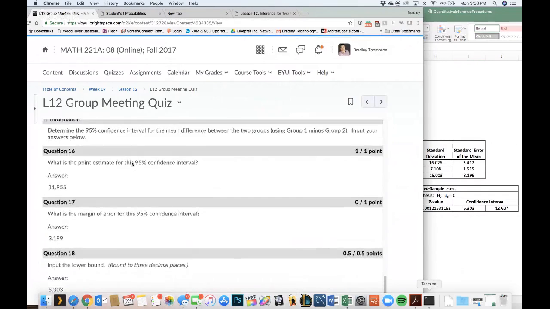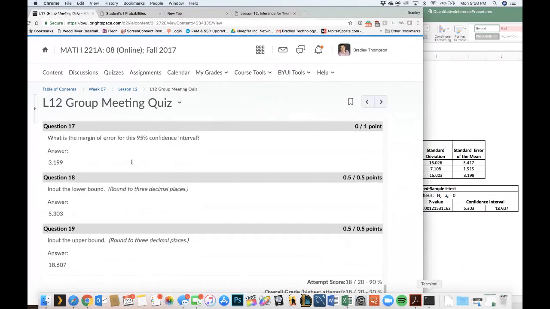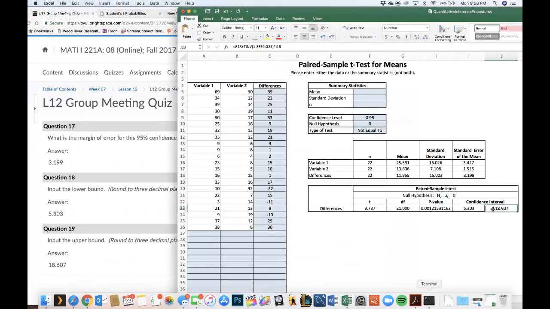But how does... So number 17, we got it wrong. So we missed 17, 18, and 19. No, 18 and 19 are right. 18 and 19 are correct. Oh, I'm sorry. So there's something else that we need to be looking at. Then all we should have to do is take this. Hold on. The margin of error, well, let's just do the formula.